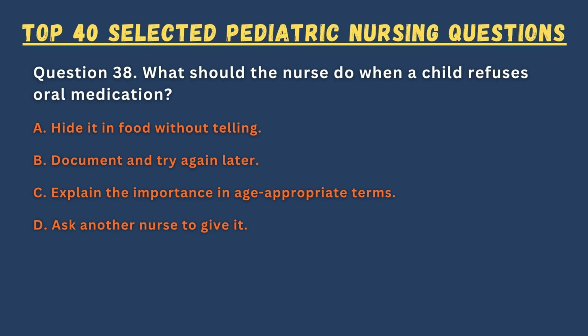Question 38. What should the nurse do when a child refuses oral medication? A. Hide it in food without telling. B. Document and try again later. C. Explain the importance in age-appropriate terms. D. Ask another nurse to give it.